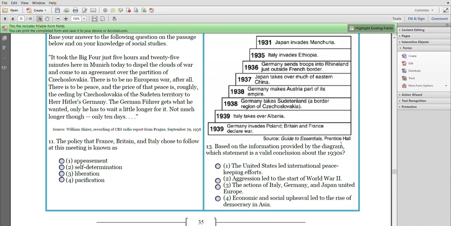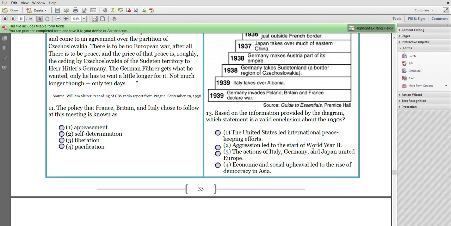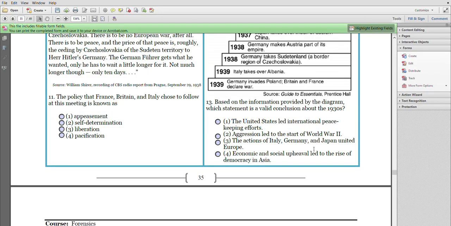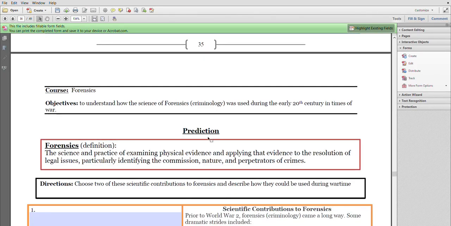Based on the information provided by the diagram, which statement is a valid conclusion about the 1930s? The United States led international peacekeeping efforts. Aggression led to the start of World War II. The actions of Italy, Germany, and Japan united Europe. Or economic and social upheaval led to the rise of democracy in Asia. That ends your global studies portion.